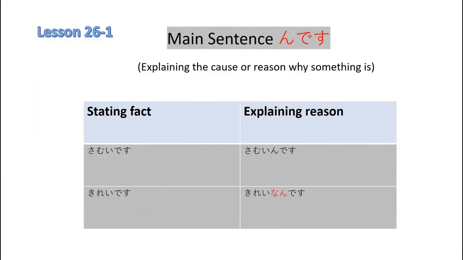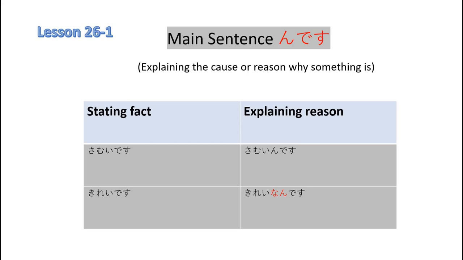The first grammar point is main sentence followed by n desu. This grammar pattern is used when we are explaining the cause or reason why something is. For example, when we are stating a fact, it's cold, we'll say samui desu. But when we want to explain it as a reason, because it's cold, we will say samui n desu.